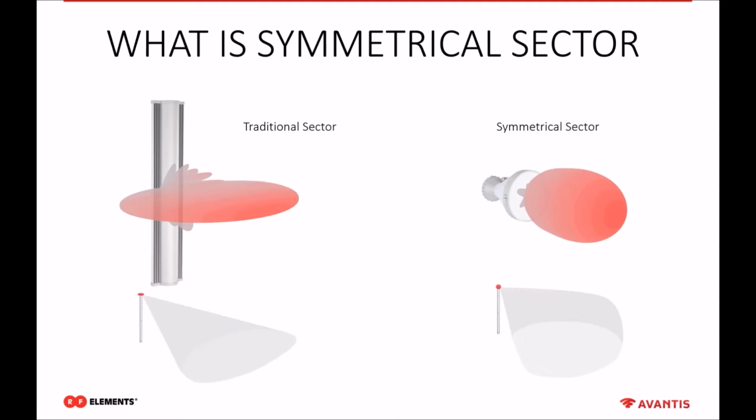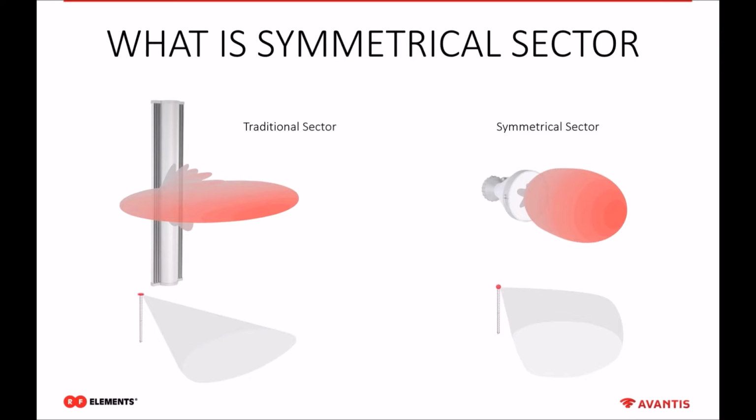The best way to imagine it or to show it is to compare it with the traditional sector antennas. The beam from traditional sector antennas is usually wide in one direction, here horizontal, but narrow in the vertical, so it forms a flat beam. On the other side, the beam from the symmetrical sector antenna forms a 3D shape. You can imagine it when you have a flashlight and you turn it on.